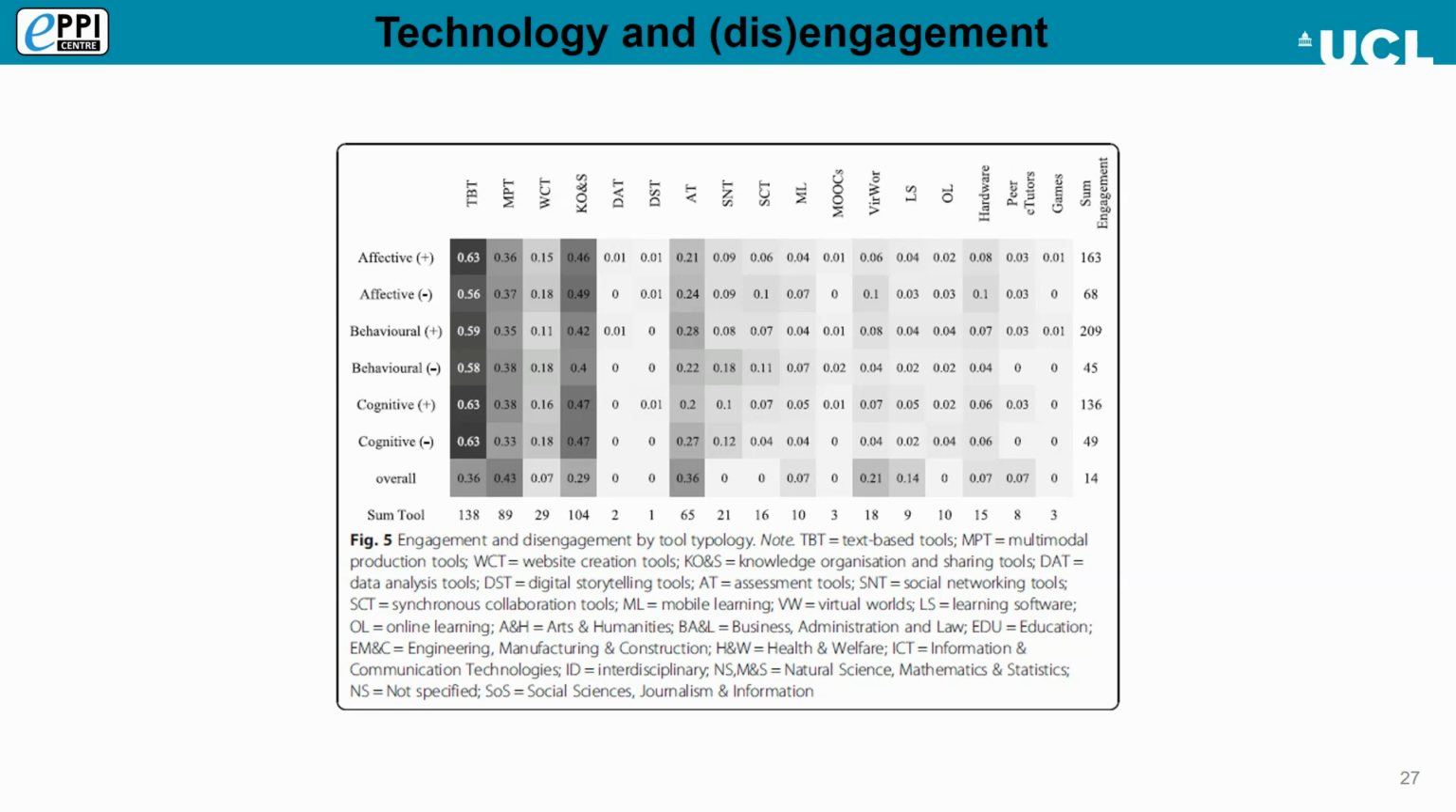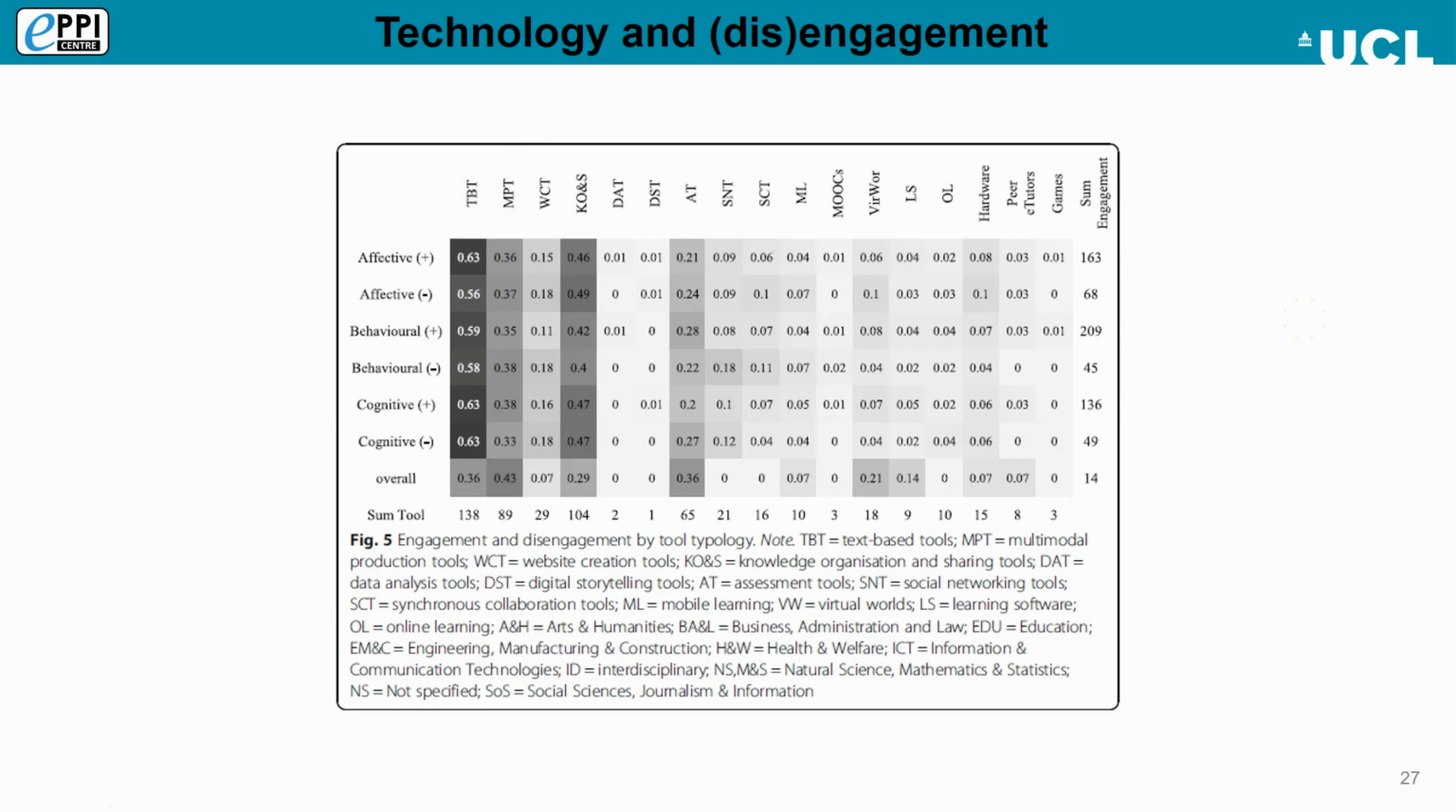So text-based tools are things like emails. Knowledge organisation and sharing tools are things like learning management systems, and multimodal production tools are things like teacher-created videos. So as you can see on this table here, in studies where text-based tools were used, 63% of those studies showed effective engagement, 59% behavioural, and 63% cognitive.